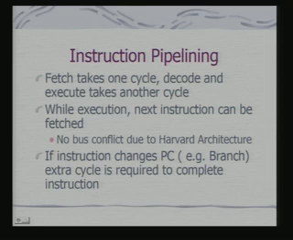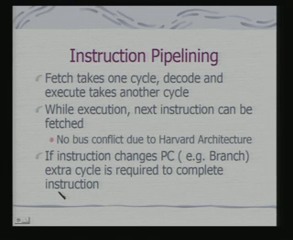Now, you find that in this case of instruction pipelining, fetch takes 1 cycle, decode and execute takes another cycle. So, effectively I have got 1 instruction execution and 1 fetch overlapped. There can be more complex pipelining. When we look at more complex processors, you will have more complex architectures coming in place. And there are no bus conflicts because we essentially have Harvard architecture. Now, the last point that I am showing in this slide is very important. If an instruction changes PC, that is when there is a branching, an extra cycle is required to complete the instruction. In fact, this is a basic problem with all pipelining. Whenever there is a branching, obviously my pipeline efficiency goes down. So, here I would require more than 1 cycle to complete the instruction.